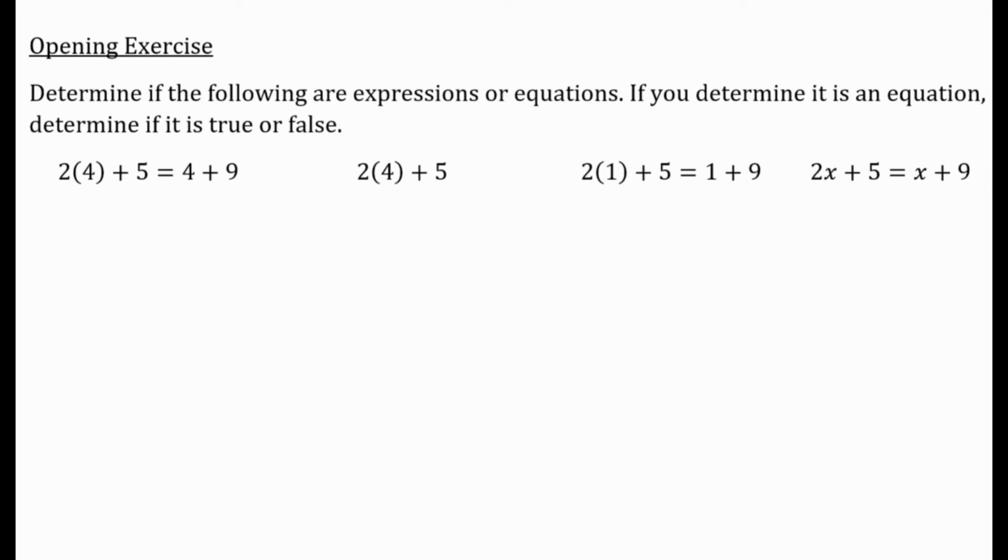So at some point in your mathematical career, you've talked about what it means to be an expression or an equation. So take a second, pause the video, and see which of these you believe are expressions and equations. So hopefully you paused the video and you're back now. So what makes something an equation is it's a statement of equality. It's saying these two expressions are equal. It is a mathematical sentence with these equal signs here in it. So this first statement is 2 times 4 plus 5 is equal to 4 plus 9. This is an equation, because it has the equal to there.